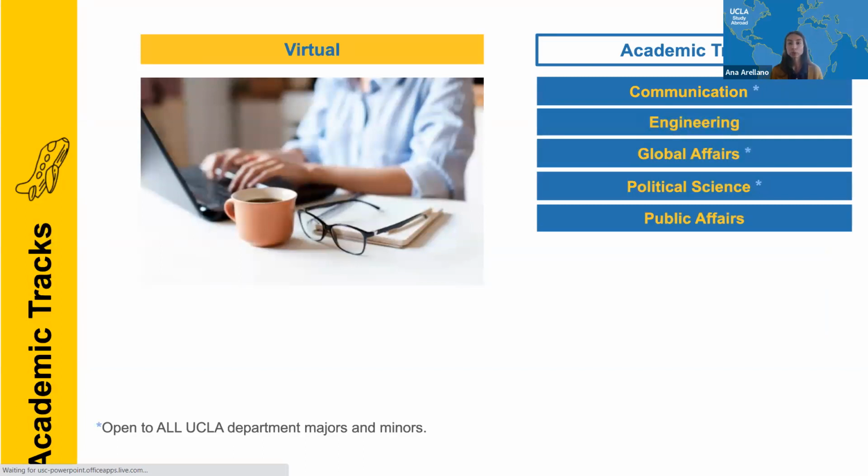So for our virtual programs, we have a couple of academic tracks. What this means is that we have partnerships with the UCLA departments. So we have partnerships with the UCLA Communication Department, Engineering Department, Global Affairs, Political Science, and Public Affairs. I do want to make a quick note that our Engineering Department, as well as Public Affairs, are for majors and minors only. Communication, Global Affairs, and Political Science are open to all majors or minors.